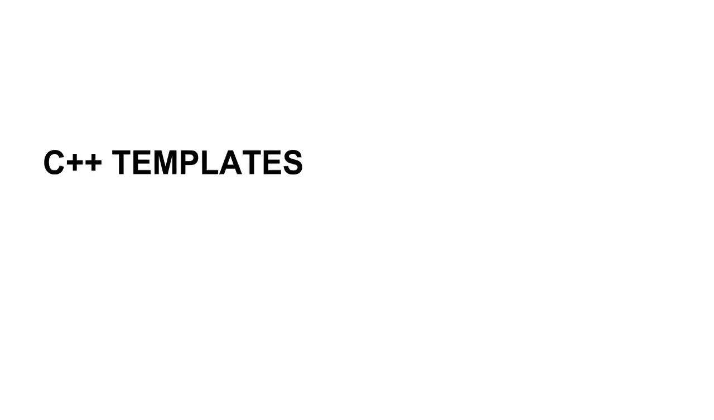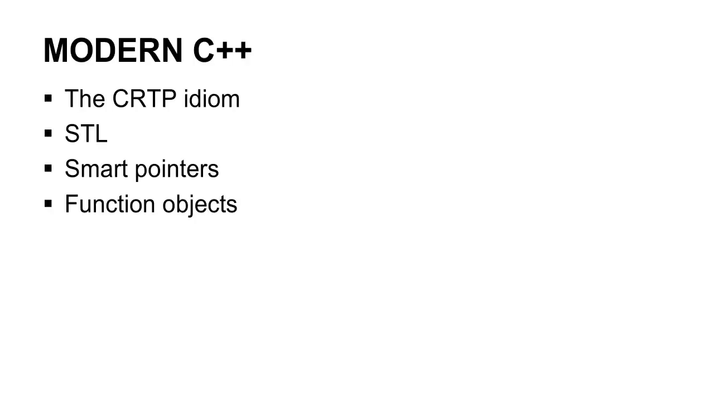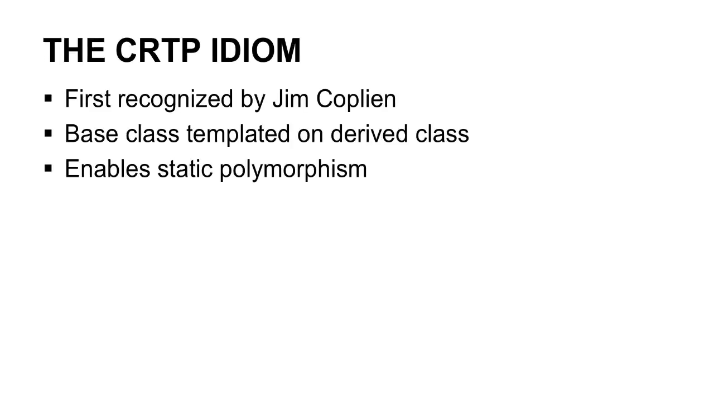Templates are an essential part of modern C++, and it is not an exaggeration to say that modern C++ programming style is built on them. I'll briefly mention 4 examples that you'll encounter in modern C++ code, and which exemplify how important and fundamental templates are. These 4 are the CRTP idiom, the STL, smart pointers, and function objects.